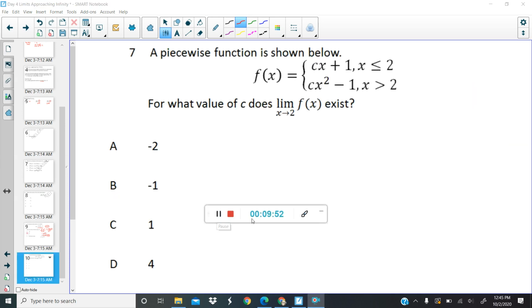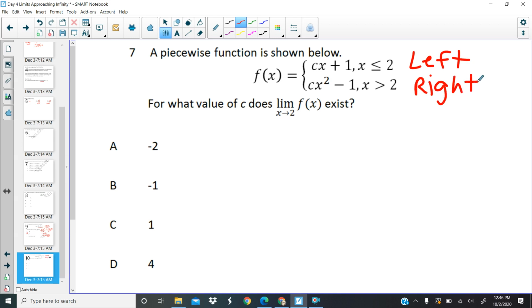And then this is another type of question that you may see. It's asking for what value of c does the limit as x approaches 2 of f of x exist? For the limit to exist, we need as x approaches 2 from the left and as x approaches 2 from the right to be the same number. For the behavior around 2, for less than or equal to 2, we're using this first equation. When it's less than 2, that means we're approaching 2 from the left. And then when it's greater than 2, we're using this other equation, and that's where it's approaching 2 from the right.